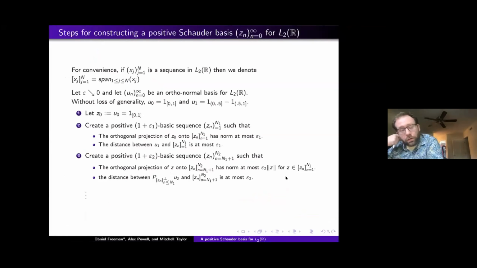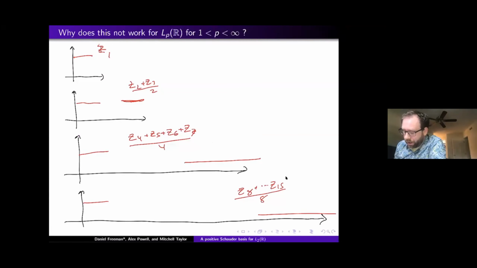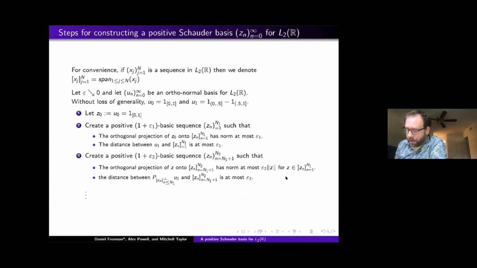Okay, so we're going to do something different to get the Schauder basis for L2. So we're going to use this Johnson-Schechtman idea, but we're going to have to do it in a more complicated way.